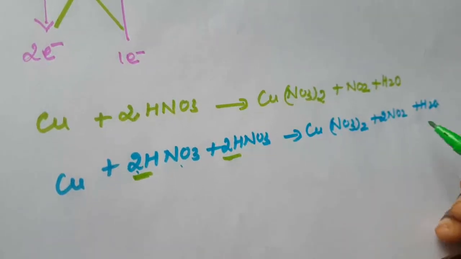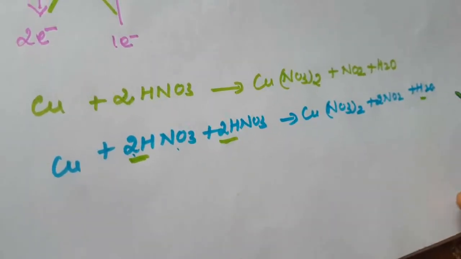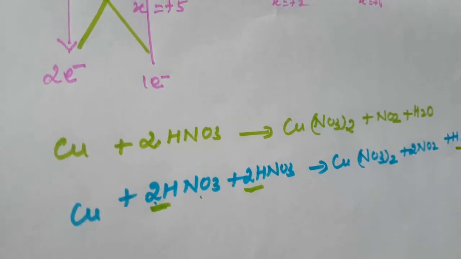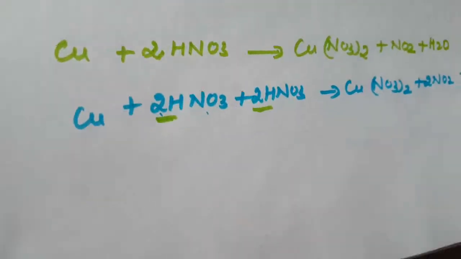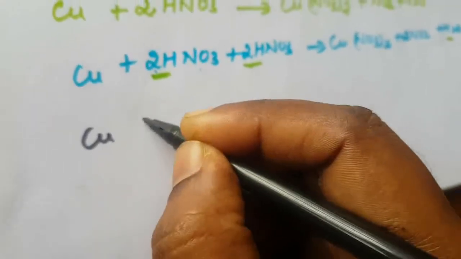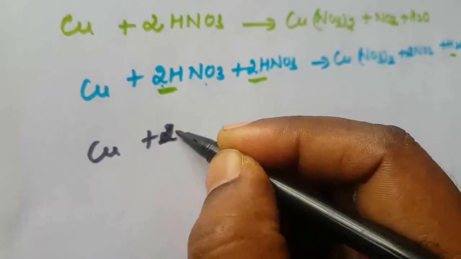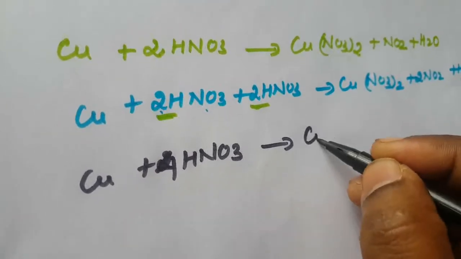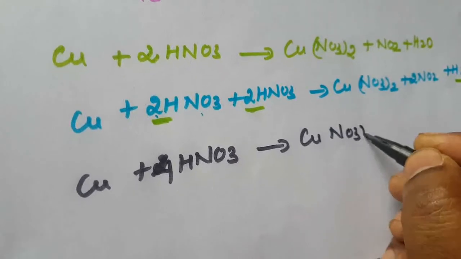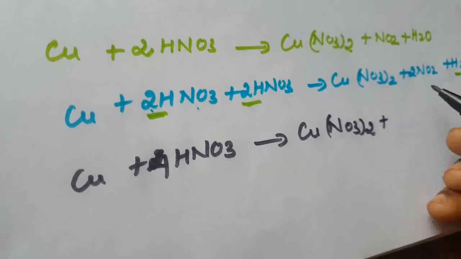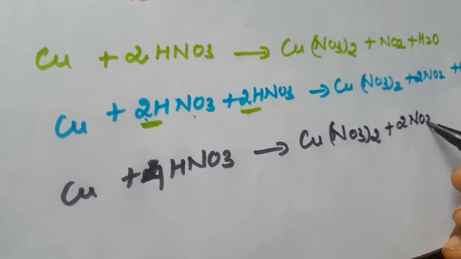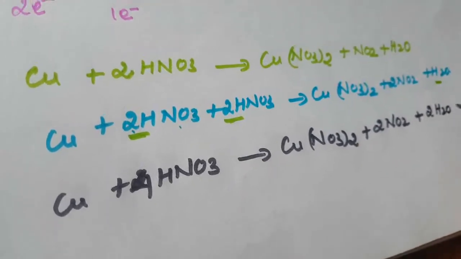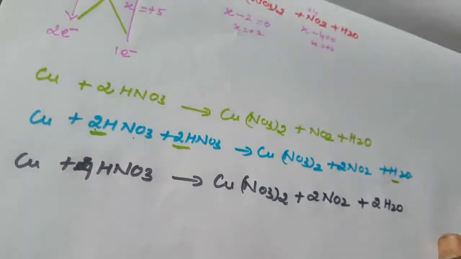So what is the answer? Here only 2 hydrogen is there, so you multiply by 2. So what is the final answer? Copper plus 4HNO3 gives Cu(NO3)2 plus 2NO2, and here with 4 hydrogens, that is 2H2O. So you are balancing all that equation once again.